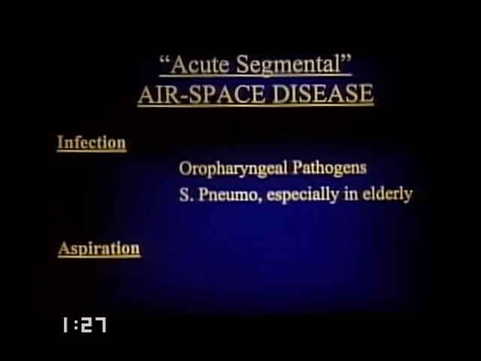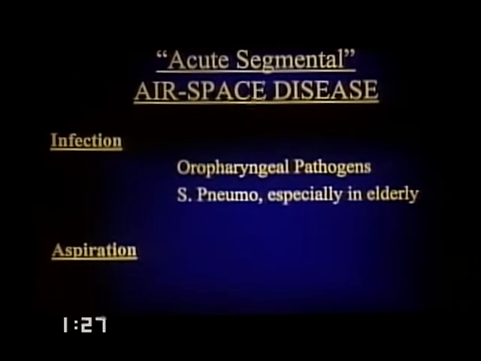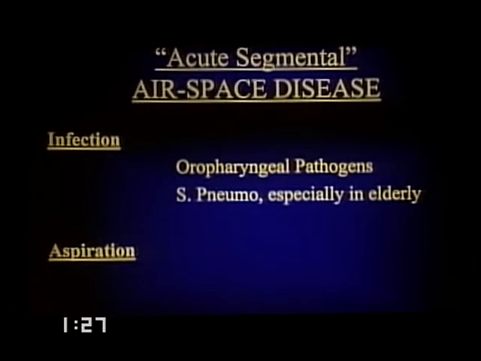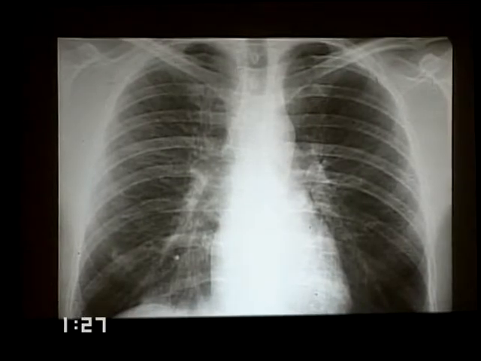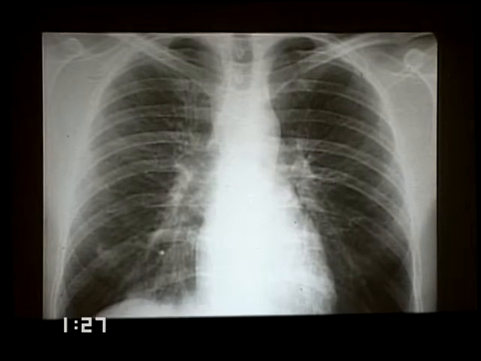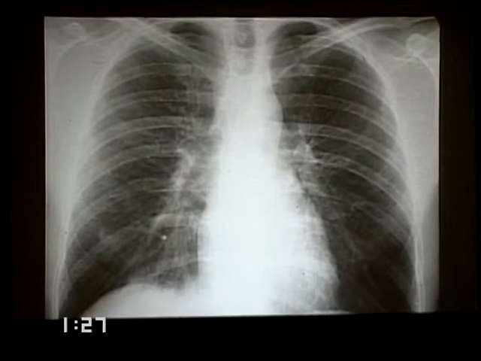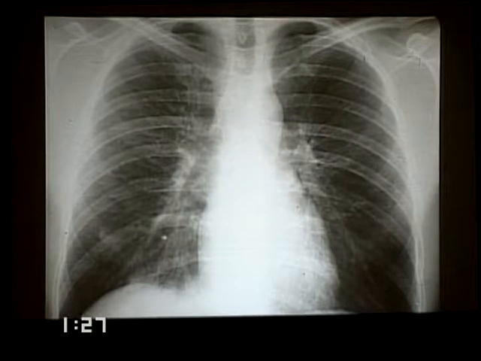Segmental disease, one considers those pathogens, oropharyngeal pathogens particularly, aspiration, the products of aspiration. Now, 2 examples of segmental disease. The posterior basal segment of the right lower lobe, not yet homogeneously opacified, on its way to homogeneous opacification. This is a very characteristic appearance of an aspirated infection, or it could be a sterile aspirate.